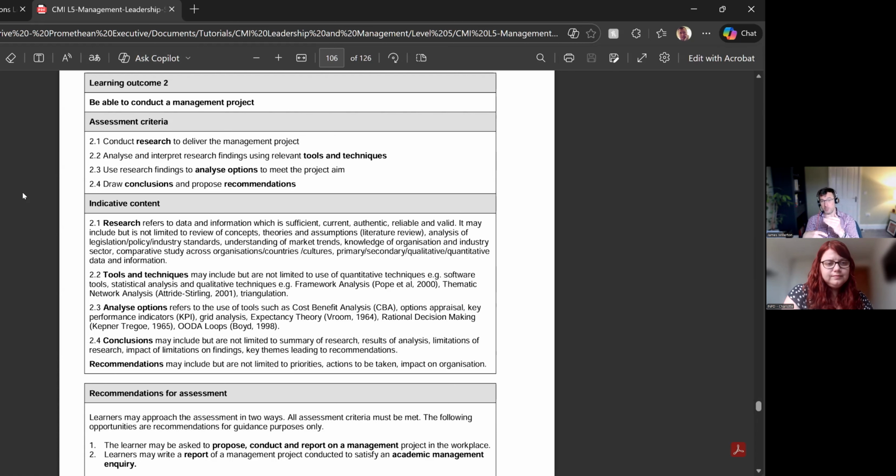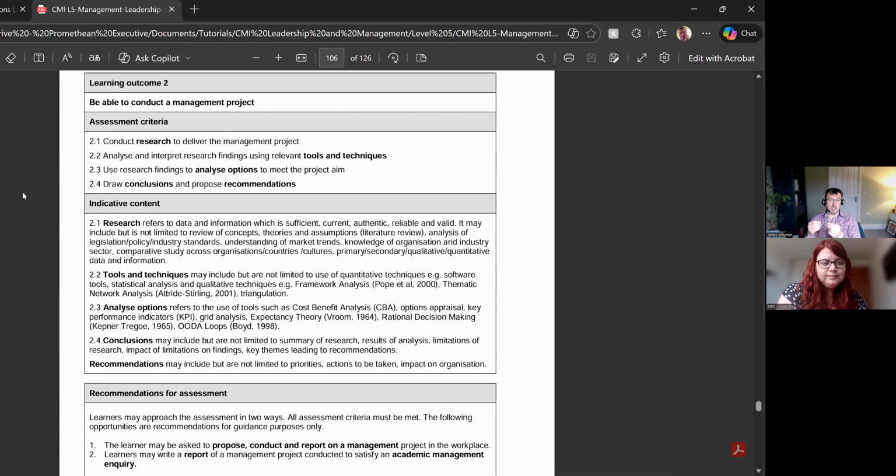Also within your report, there should be some analyzing options based on that information that help you to meet the overall project aim. So we wanted to improve efficiency. This is the information data that we gathered and some of the veracity and some of the problems and some of the real wins within that. Based on that information, then what might we do? What options have been generated from the data information research we've conducted?